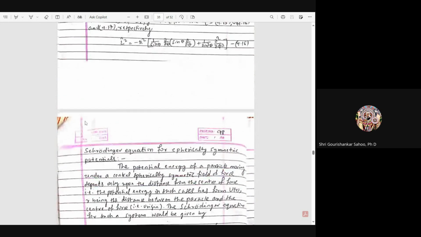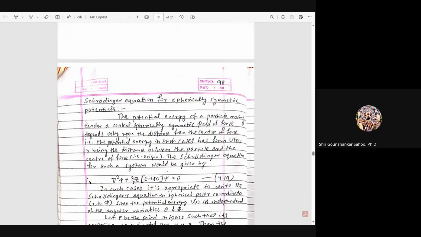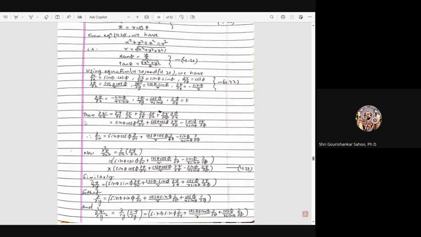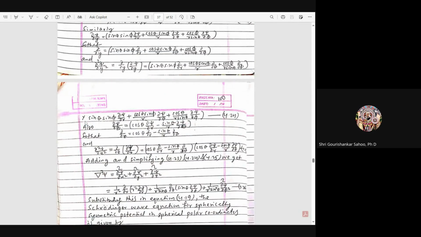And the square of orbital angular momentum can be written as L cap square is equal to Lx cap square plus Ly cap square plus Lz cap square. Okay. Then by using these, you can solve the Schrodinger equation for spherically symmetric potential, and we shall discuss it in the next class. Thank you.